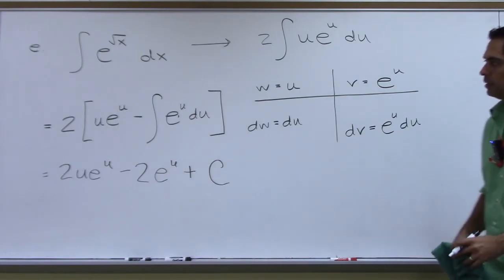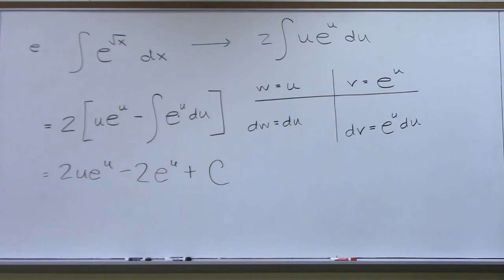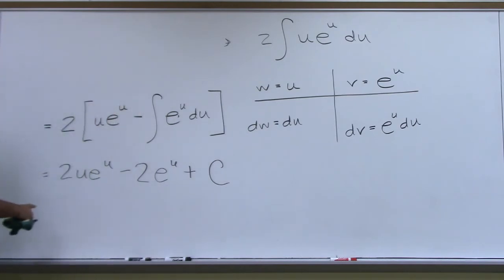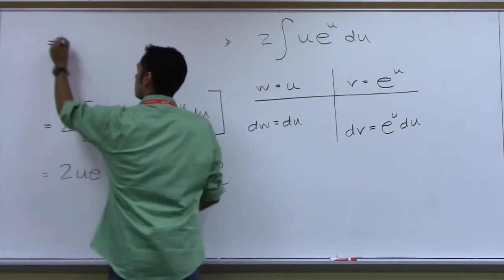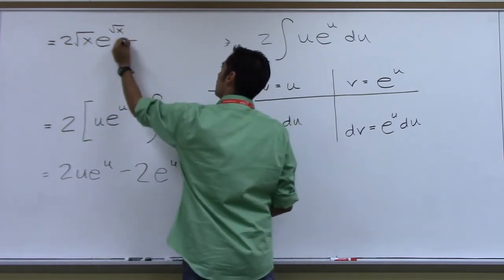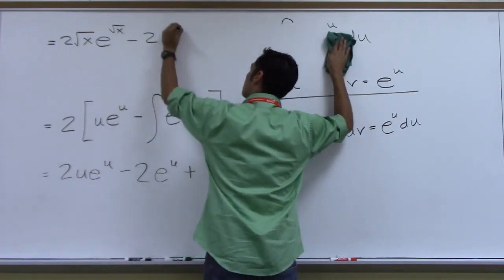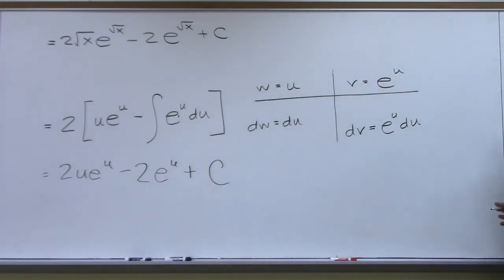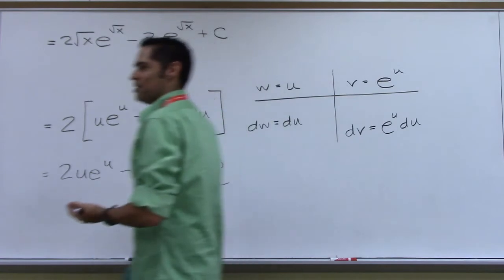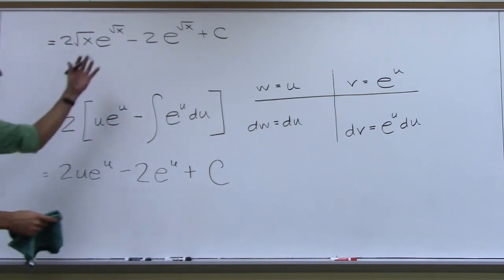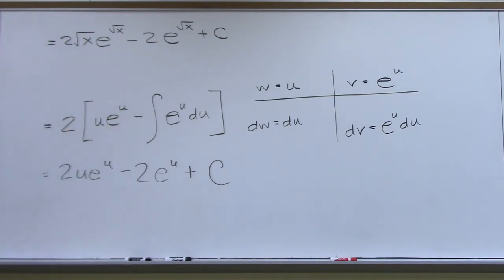Boy, that looks terrible. What was u? Square root of x. So the final answer should be equal to 2 root x e to the root x minus 2 e to the root x plus c. Of course, that's the antiderivative of e to the root x. If you're having trouble seeing that, then you've got problems. Okay, so everyone follow me on this?